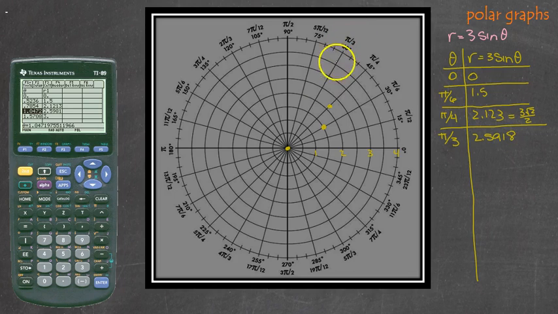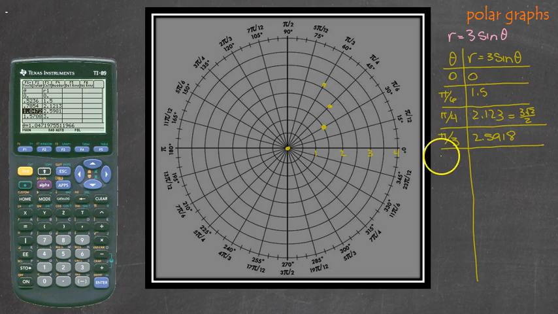So on the pi over 3 ray, I want to find 2.5, a little bit more than 2.5. So here's the 2.5 line, and a little bit more than 2.5 is sort of right there. And you can almost see that circle that we saw, right? You can almost see it starting to sort of shape itself in the polar graph.